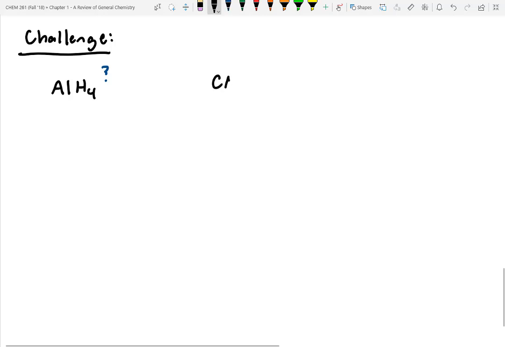Next one will be CN. I'll do a question mark here. And then the last one is going to be B2H6. And we don't know what the charge is on that one either. So what I want you to do is try to draw the Lewis dot structure and anticipate whether or not you're going to need to add or remove electrons from specific atoms in order to make things work. So I'll give you a minute to work on this.